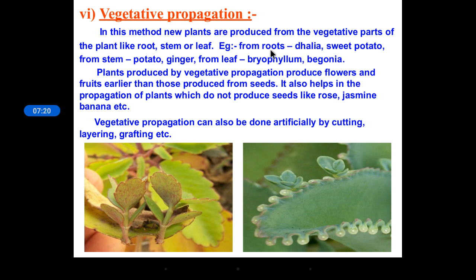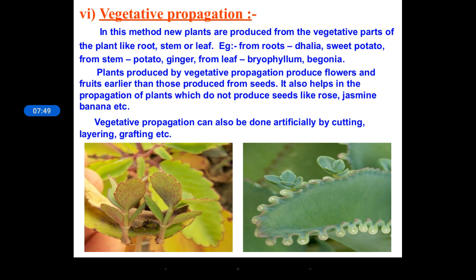Some examples which grow from roots are dahlia and sweet potato. Then from stem: potato, ginger, rose, etc. Then from leaf: bryophyllum and begonia. So here you can see the bryophyllum. Yes, these are some examples of plants which can arise from the vegetative parts. So what are the vegetative parts? Root, leaf and stem. Okay.